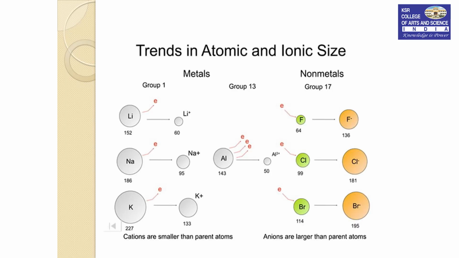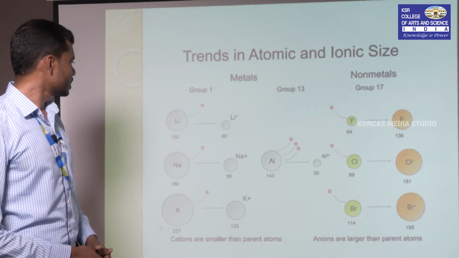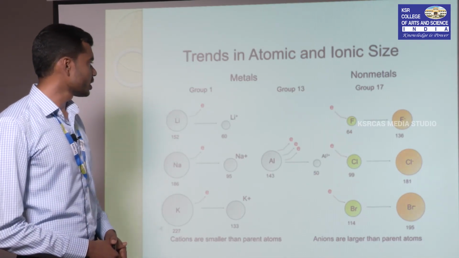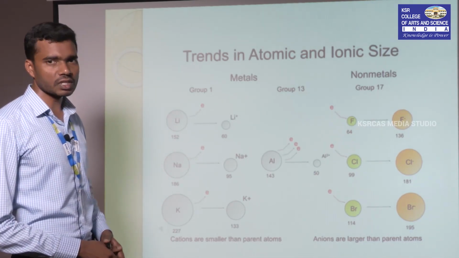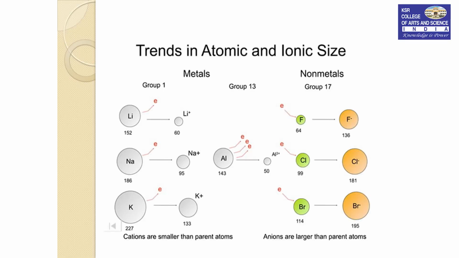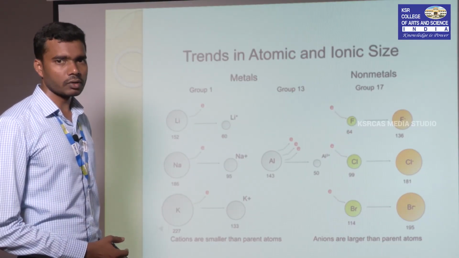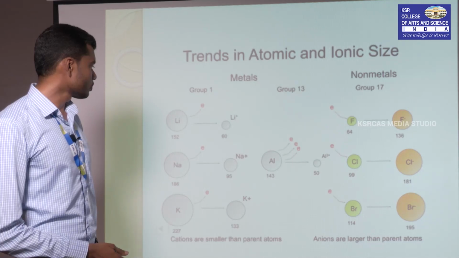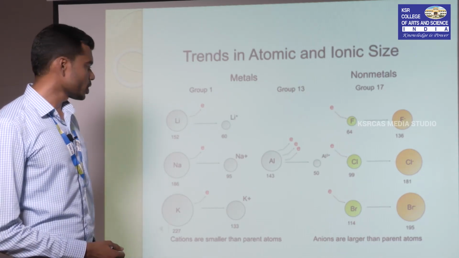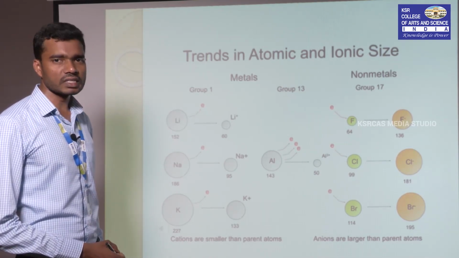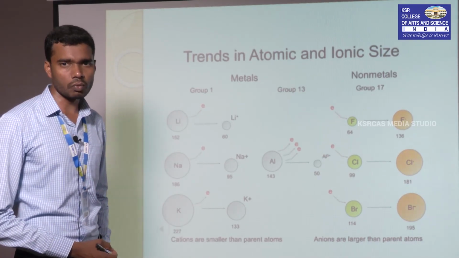Trends in atomic and ionic size. If we take group 1 elements, for example lithium, sodium and potassium, they lose 1 electron and convert into their cations, like lithium plus, sodium plus and potassium plus. The picometer value of lithium is 152 and lithium plus is 60. So the lithium plus value is very low compared to its parent atom. In a similar way, the sodium Na plus value is 95 picometer, and the sodium atom value is 185 picometer. Actually, 1 picometer is equal to 0.01 angstrom.